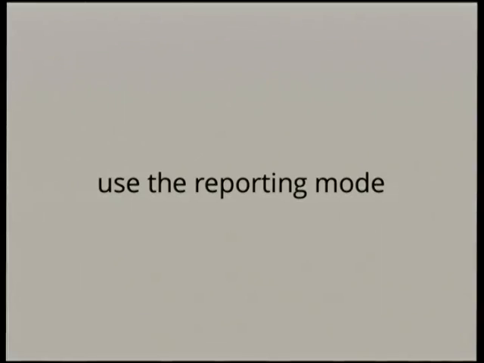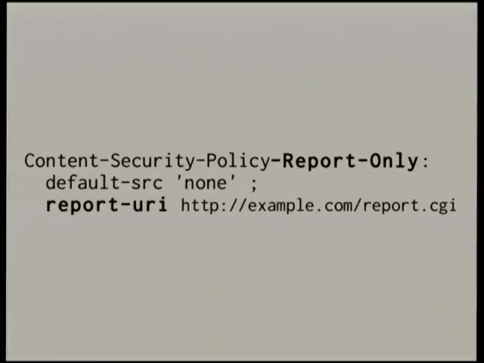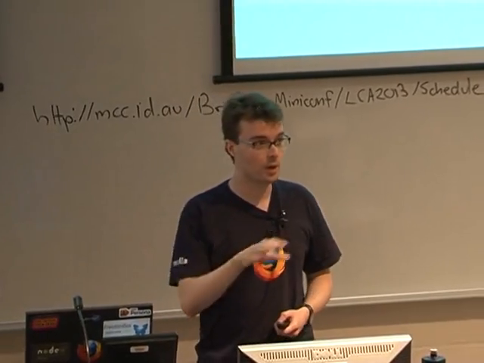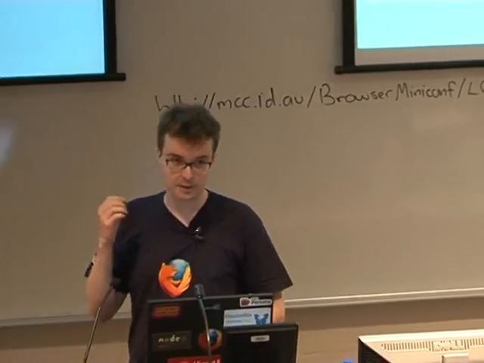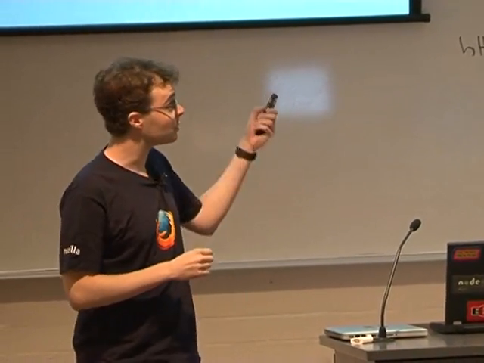There's another interesting thing that's in the spec, which is the reporting mode. Reporting mode works like this. You change the name of the header that you output to Content-Security-Policy-Report-Only, and then you add in this report URI. What that does is that the browser will parse your policy and will execute it, but instead of blocking the content that should be blocked, it will send a report to that URL that you specify there.